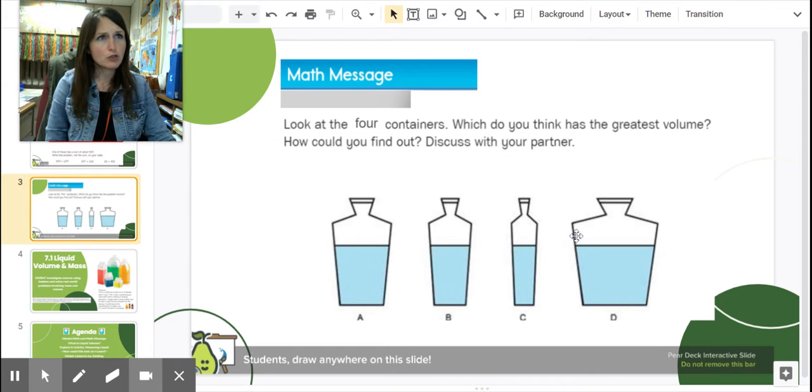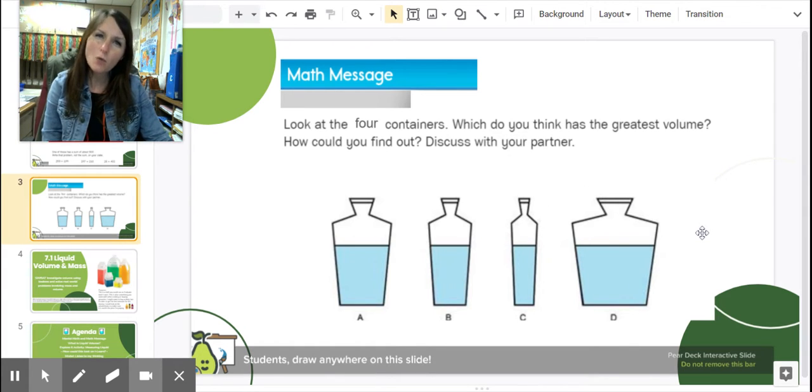Looking at these pictures, which one do you think would hold the greatest volume? That means which one can hold the most liquid? Would it be A, B, C, or D? Go ahead and circle your choice and then maybe off to the side explain why you picked that jar.